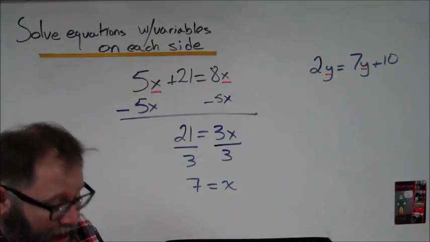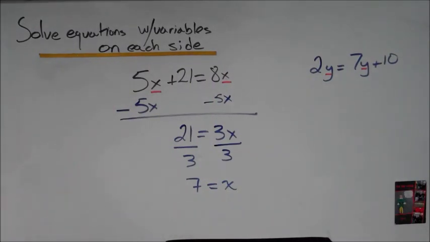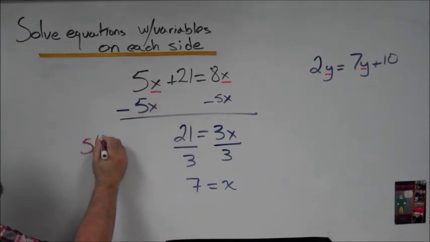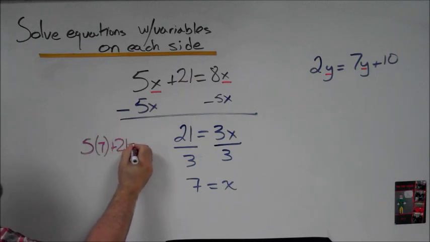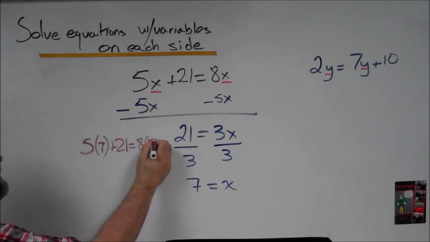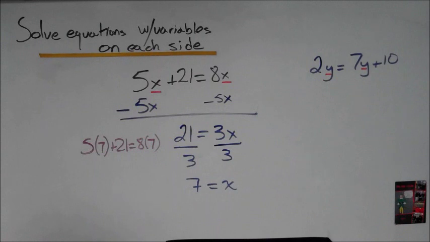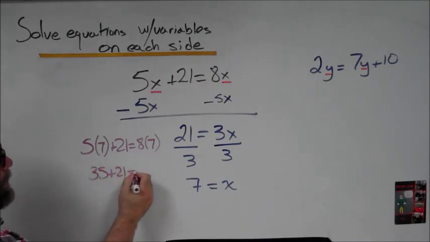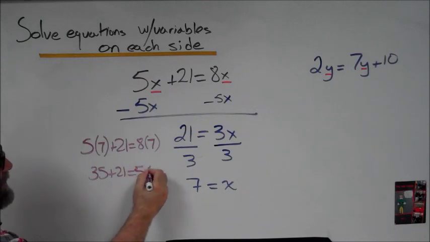Now let's prove that. If I move a little bit here to the left, let's take our 7 and put it back in, which gives me 5 times 7 plus 21 equals 8 times 7. Okay? 5 times 7 is 35 plus 21 equals 8 times 7 is 56.